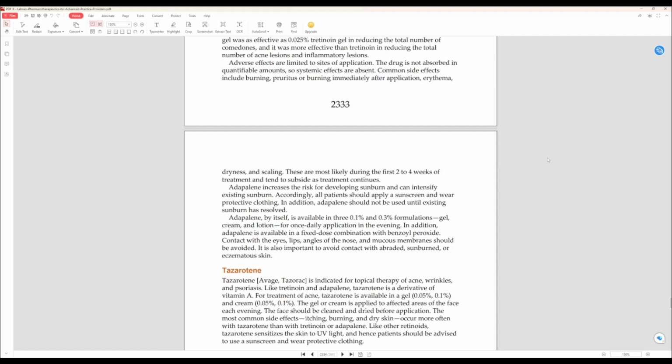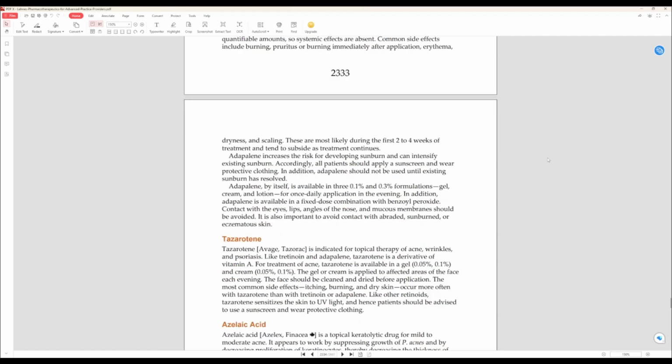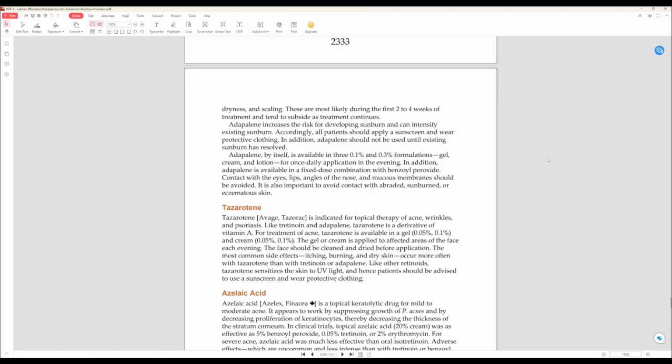Which brings us to tazarotene. Tazarotene, also known as Avage or Tazorac, is indicated for topical therapy of acne, wrinkles, and psoriasis. Like tretinoin and adapalene, tazarotene is a derivative of vitamin A. For the treatment of acne, tazarotene is available in a gel. Again, there are different dosages, as well as for a cream. The gel or cream can be applied to affected areas of the face each evening.